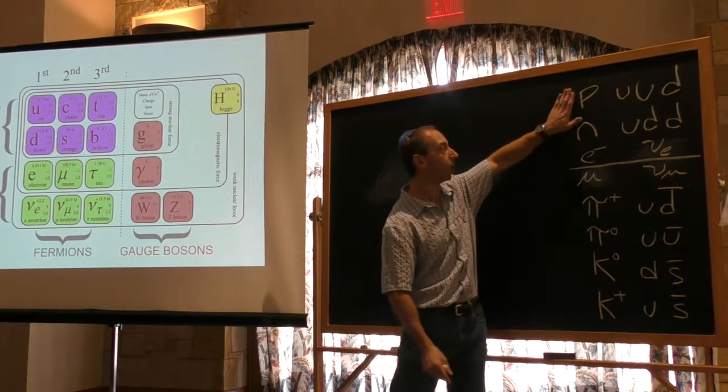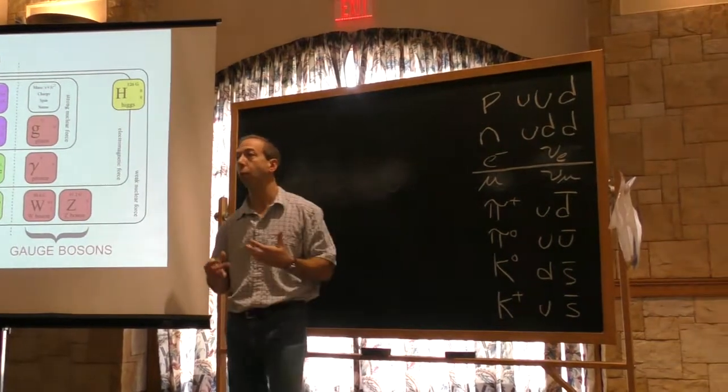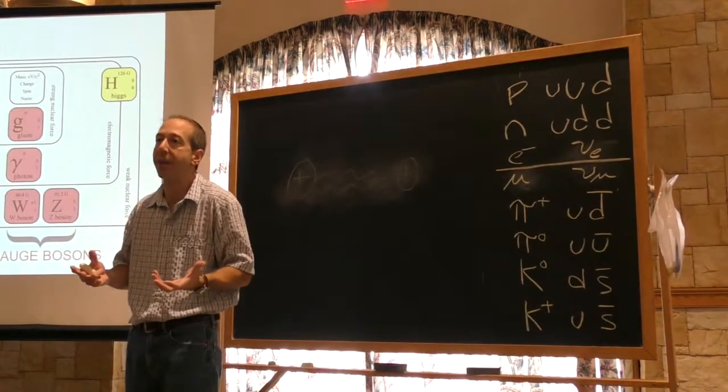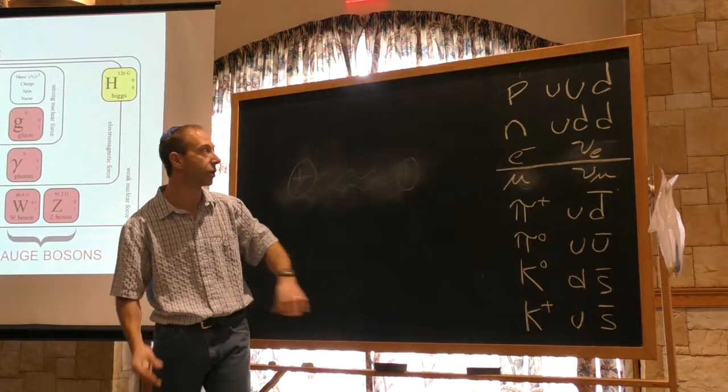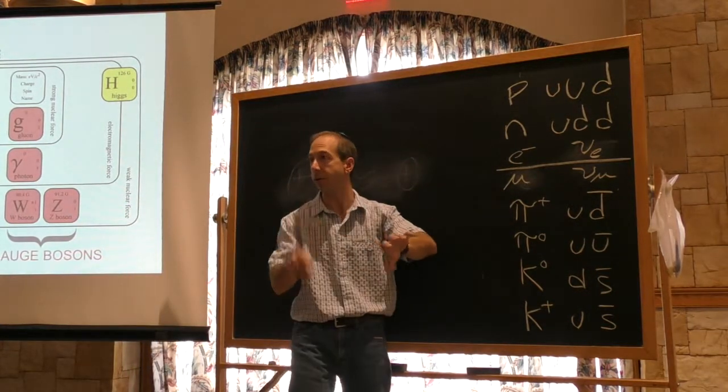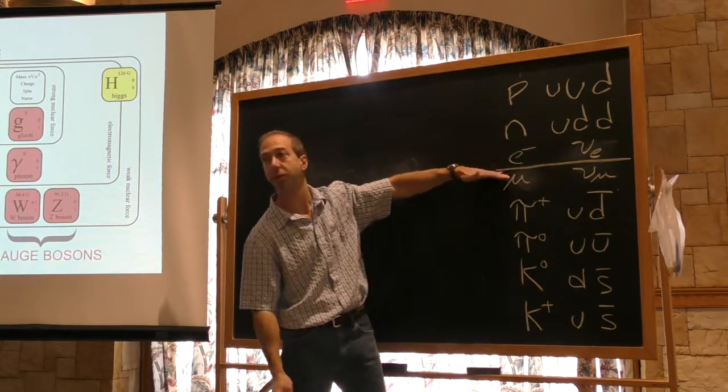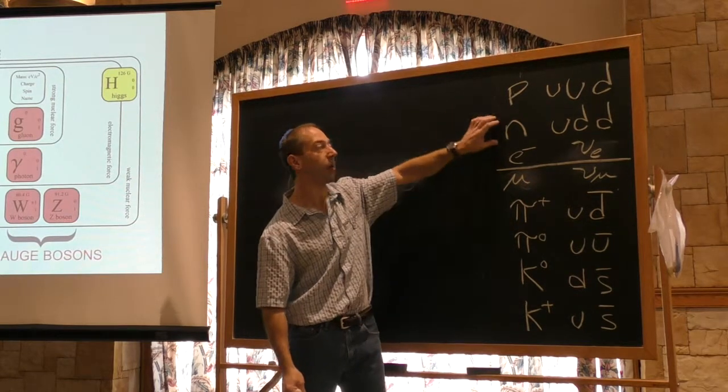On the top I have a proton and a neutron, that's what matter is made out of. That's the nucleus of the atom. The regular stuff is protons and neutrons with the electrons on the outside. So normal matter is really what's above this line. I've got my protons, my neutrons, my electron.